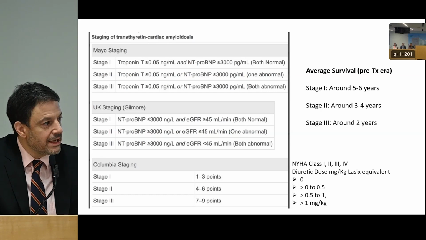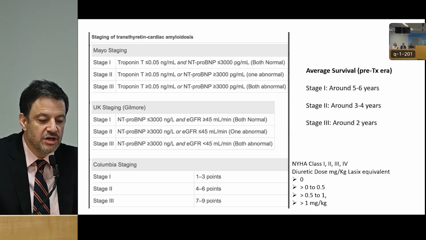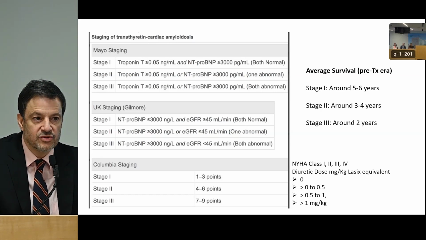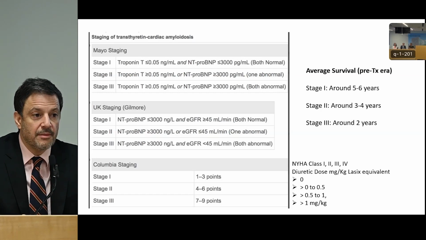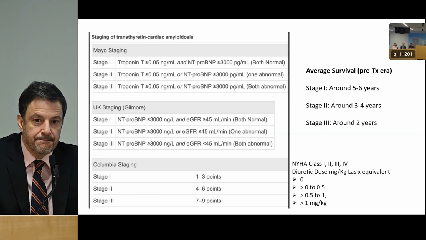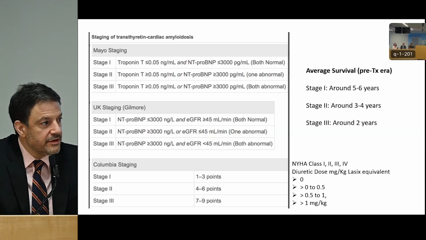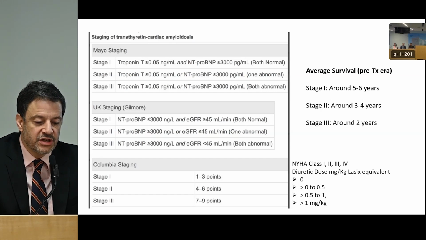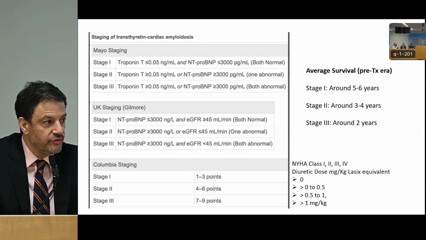And the cutoffs are, again, NT-proBNP 1,000 and a GFR less than 45. So if your NT-proBNP is above 3,000 and your GFR is less than 45, that would constitute stage 3. Now, what the Columbia group did is they looked at a cohort and showed that New York Heart Association class and diuretic dose added to the staging system as far as predicting outcomes.